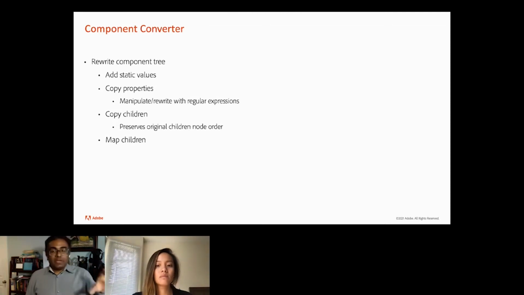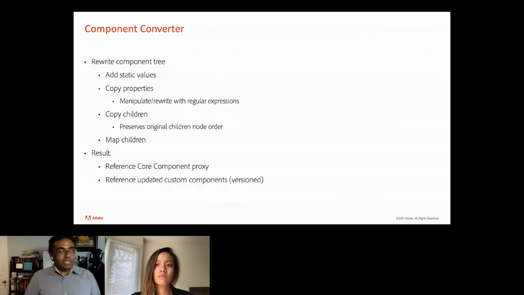And you can copy the entire child nodes, and while you're doing it, you can preserve the original order. You can also map the children, meaning while you're copying the nodes, you can change the name of the nodes and also reorder depending on the requirements. The output of this operation is a component that is referencing a core component proxy or a custom component that you want to use in your modernized content.